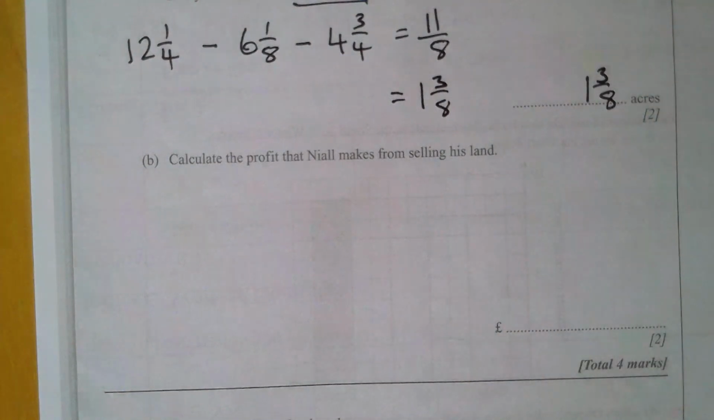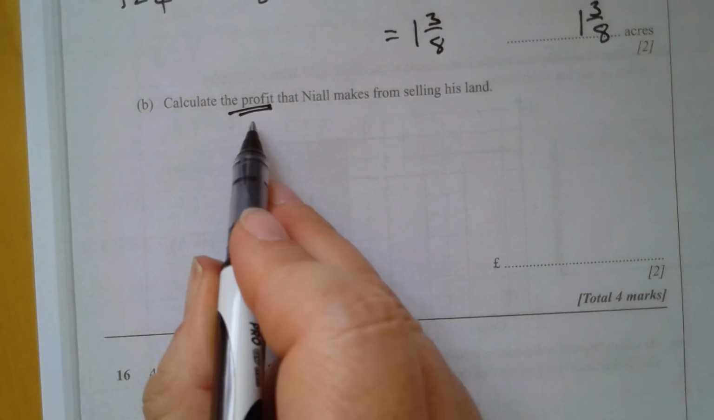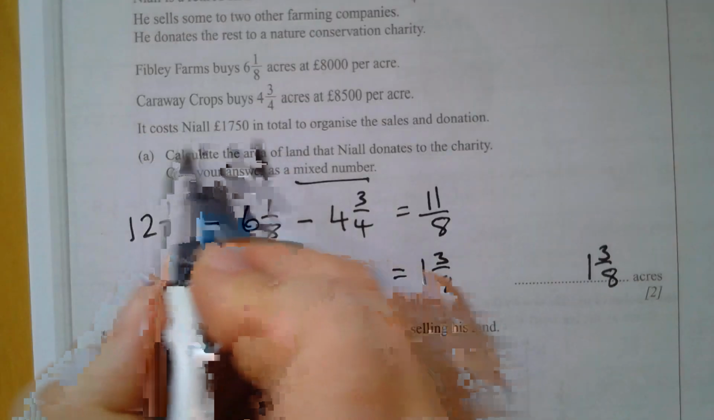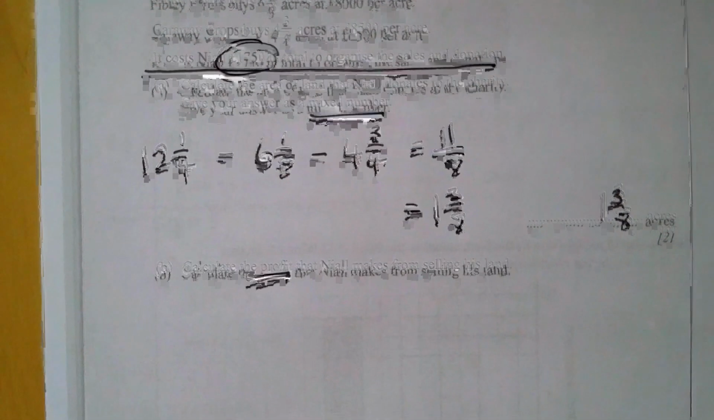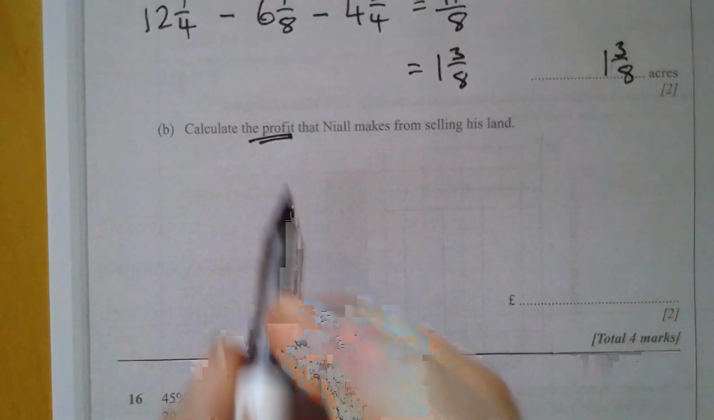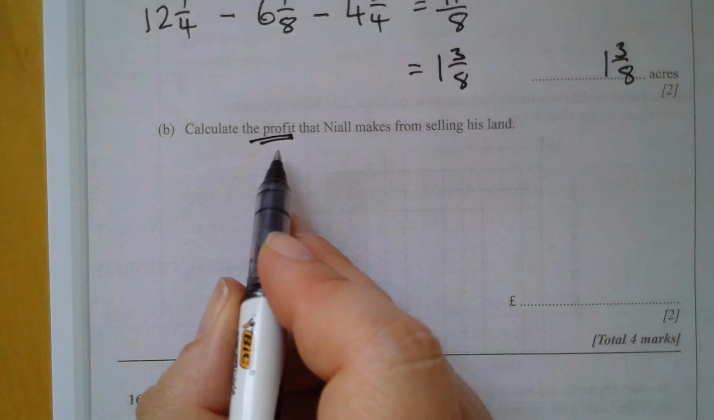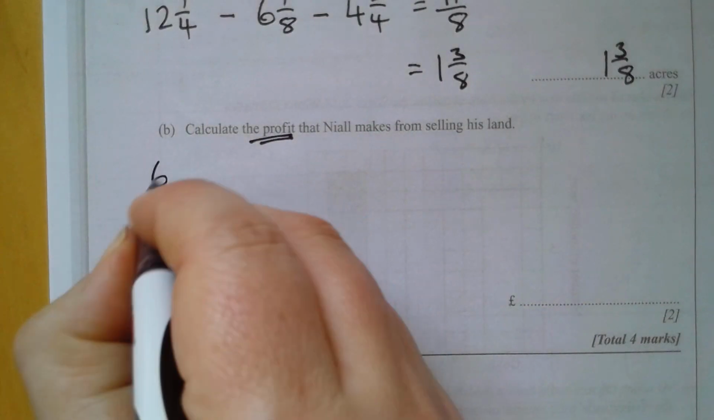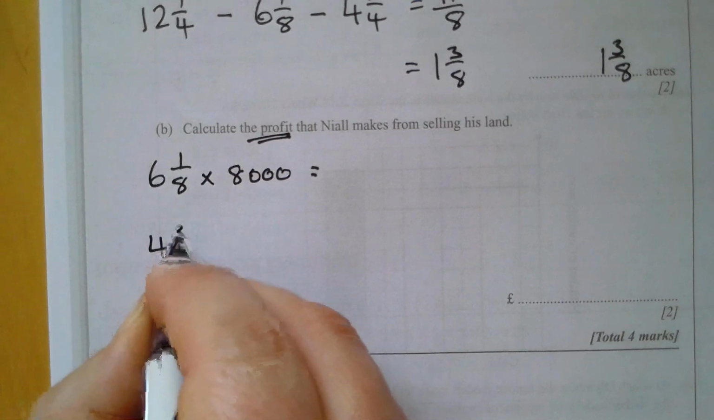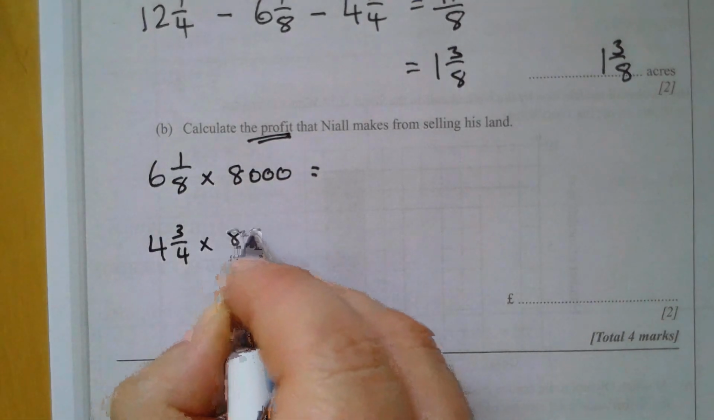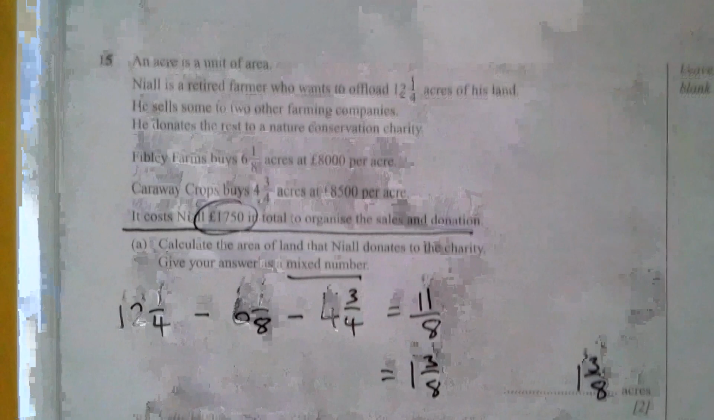of an acre. Calculate the profit. Now we're after profit. How much money does he make in total? Do note that it costs him to organise the sale and donation, so we have to consider that value in the total that we're in the profit. We have to take it away from the money that he earns. So 6, these are in the question.